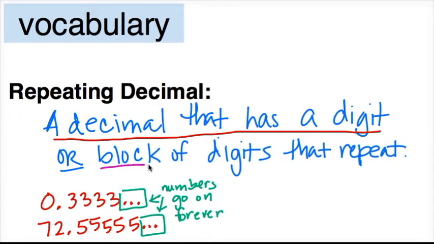So now if I look at the second part where it says block of digits, what that means is you don't always have the same exact number repeating and just that number repeats. You could have something like this, 2.1313. These 3 little dots tell me that the numbers go on forever. And the number that's repeating is my 1 and the 3. So this is what they mean by block of digits.